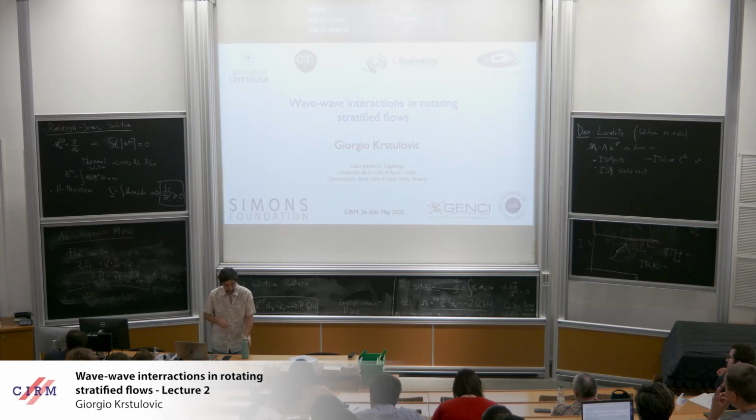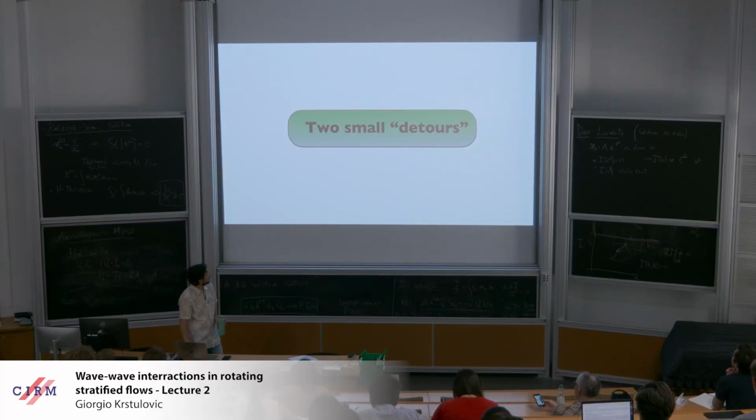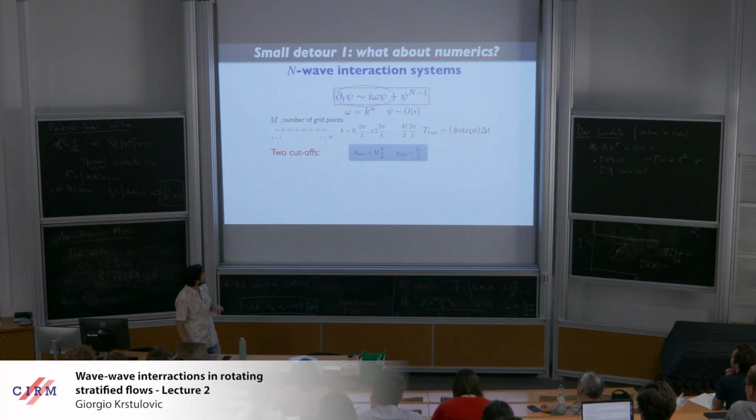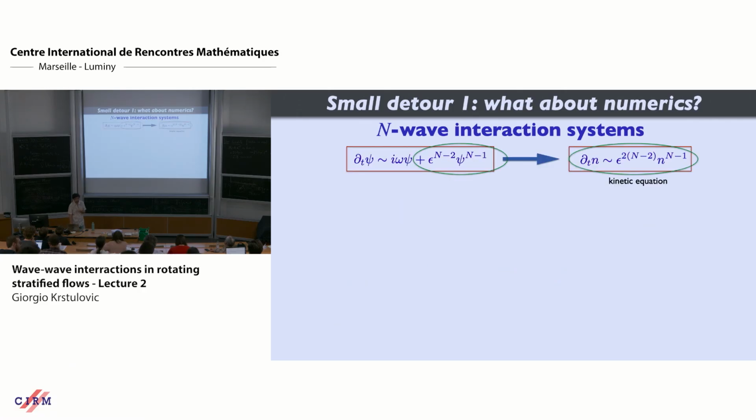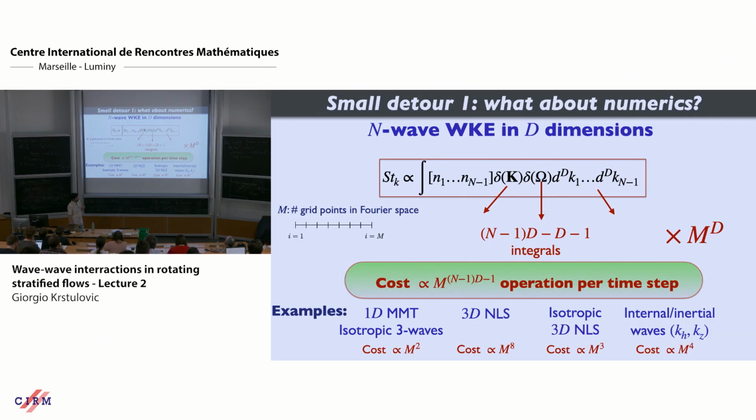So I will go quite quickly here, because I have much less time than I expected. I expected to make two small detours about a somewhat different subject before going to inertial waves. So this I will really skip, so you can close your eyes while I pass the next 5 slides. Okay, so these were some comments about the cost of numerically solving either DNS or the wave kinetic equation. I will just make a very short comment about this.